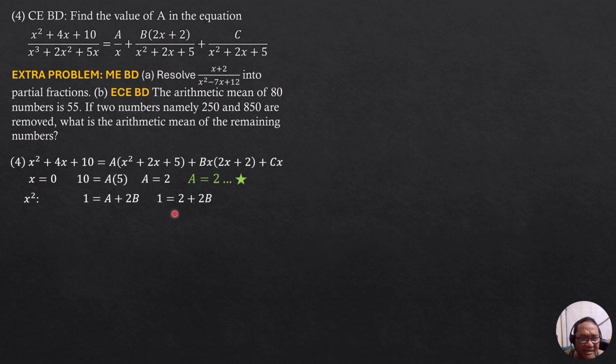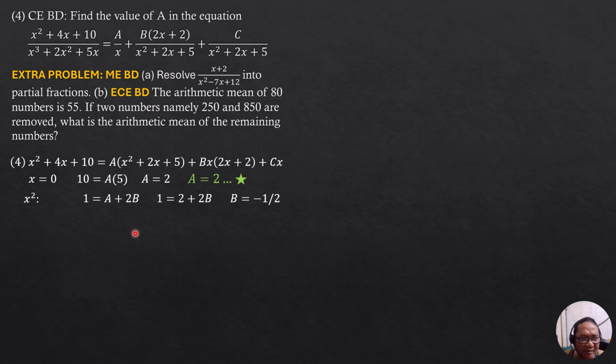So b is equal to negative 1 half because a is 2. So 1 equals 2 plus 2b. So b is negative 1 half.